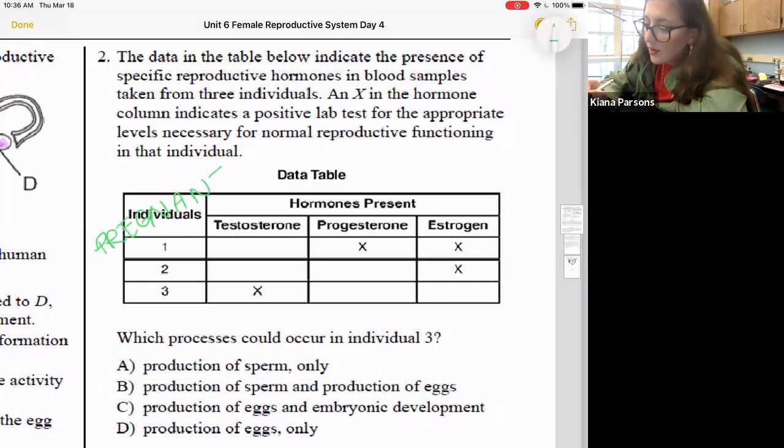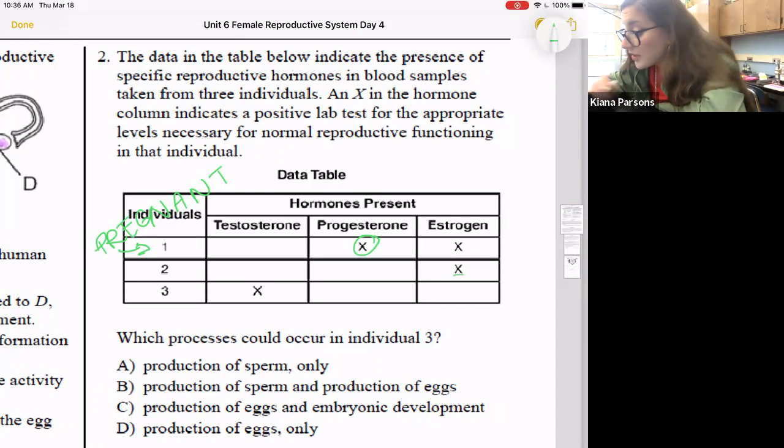Because progesterone is the pregnancy hormone. Individual number 2 still has estrogen present, so we can determine that they are female, but there is no progesterone present, so they are likely not pregnant. And individual number 3 has no progesterone or estrogen present, so they are male.